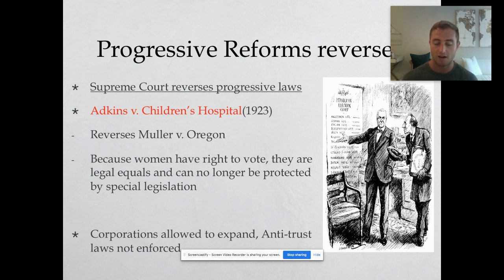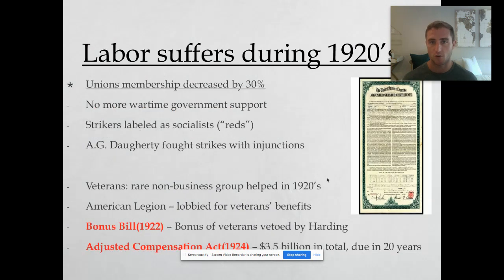And then down at the bottom, corporations are allowed to expand, antitrust laws not enforced. That should be in the hands of the Attorney General, but Albert Fall isn't doing anything. They're allowing businesses to expand, which of course is going to lead to problems in the Great Depression.